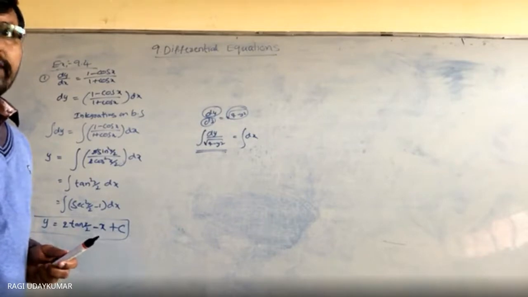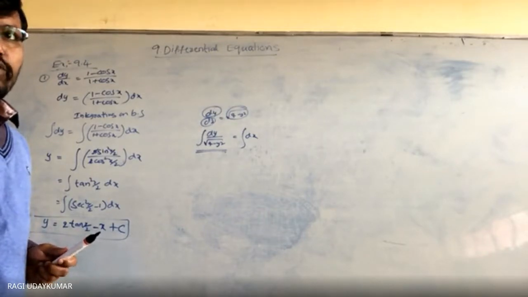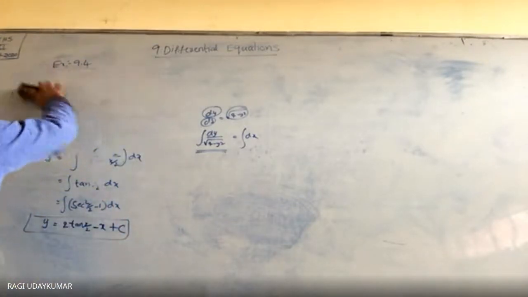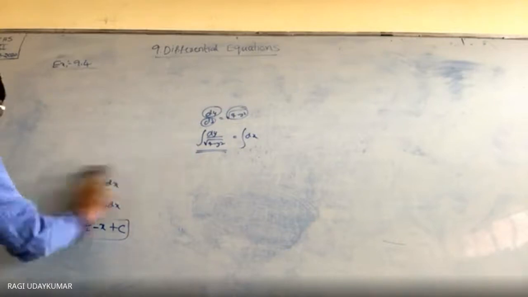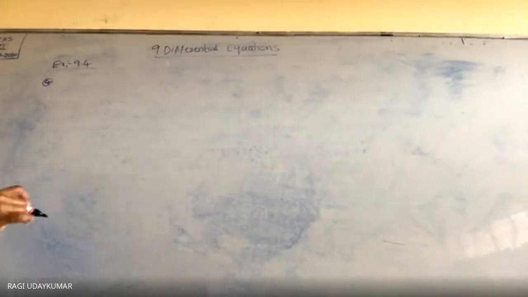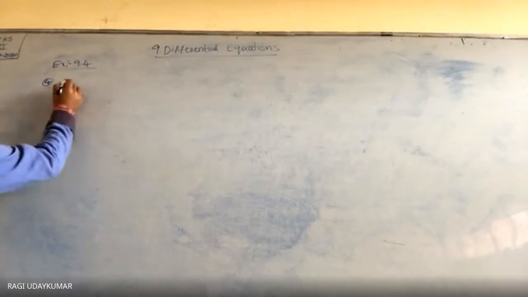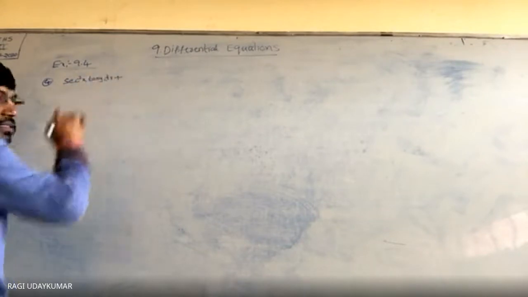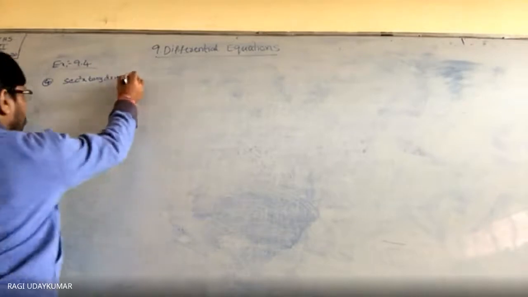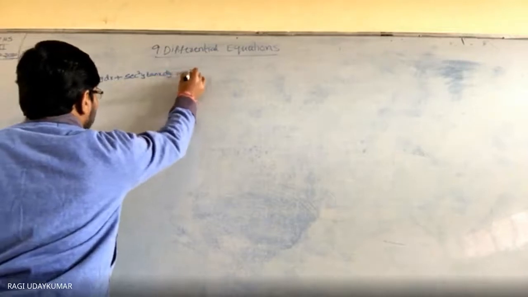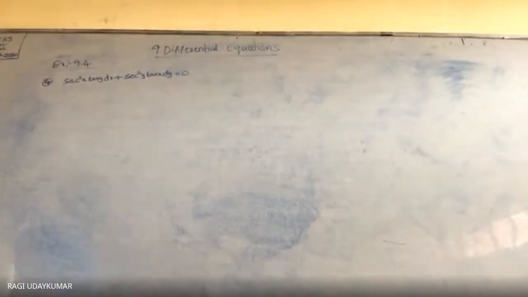Okay. So now in this, a different problem is a little bit difficult. You may feel that the fourth problem is difficult. Let us learn it. Okay. Fourth one. So the question is given to you: secant square x tan y dx plus secant square y tan x dy is equals to 0. Okay, now what to do here?